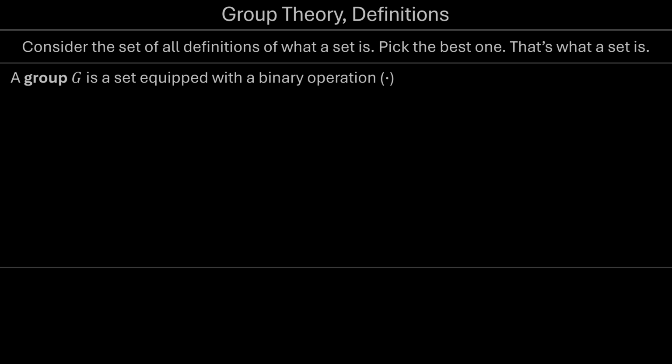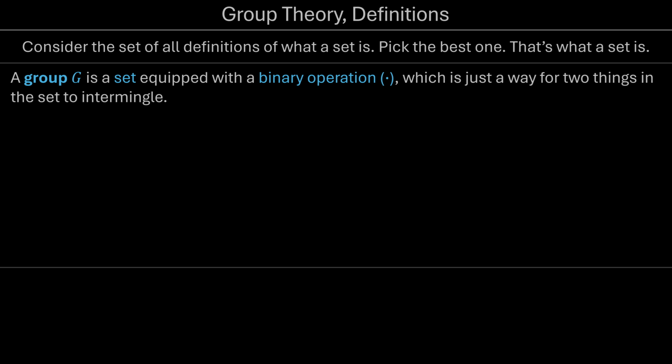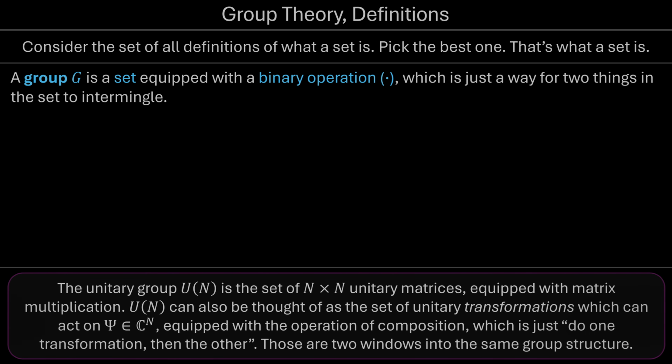Now, a group is a set of things that is equipped with some binary operation. Now, binary operation, that sounds fancy, but that's just a way for two things in the set to intermingle with each other. So, for example, that operation might be multiplication, or addition, or matrix multiplication, or composition. There's really a whole lot of options for what the operation can be. So this is a very generic concept. For example, you can imagine the set of integers equipped with addition. That's a group. You can imagine the set of U1 elements, e to the i theta, equipped with complex multiplication. That's a group. So there's all kinds of groups.